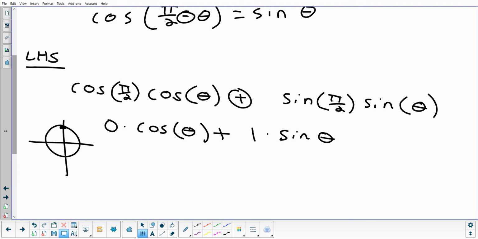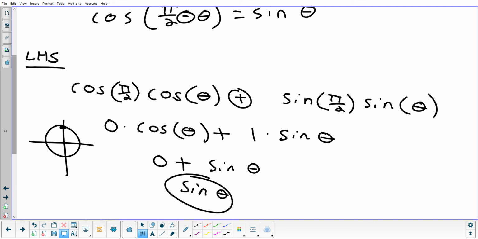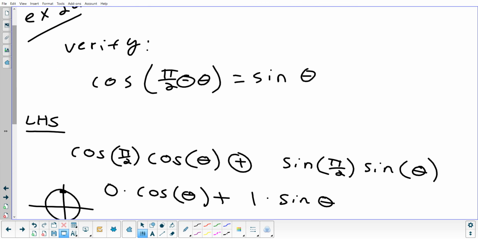What's going to happen here? I'm going to be left with sine theta. Because 0 times cosine, this cancels out. So all I have is 0. 1 times sine is sine. And 0 plus sine, well, that's just sine. And that is exactly what they wanted us to get.